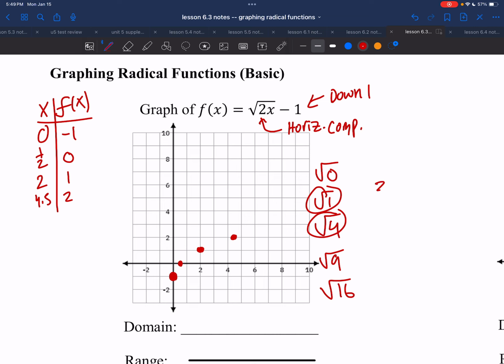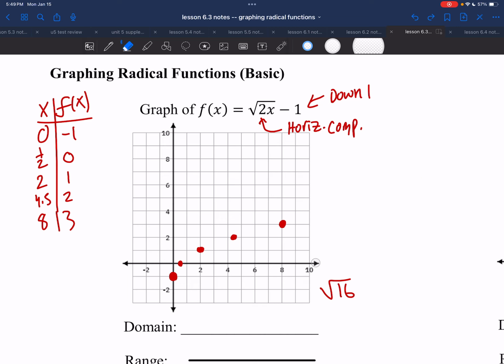But if I do 2 times 8, I get 16. So square root of 16 is 4, and that minus 1 is 3. So when I plug in 8, let's erase that, 8, I get 3. And that's a lot better. I like that. But you can really see the square root curve coming into formation here, right? You say, oh, look at that. You know what? Let's erase that guy. And we're going to erase these guys here.